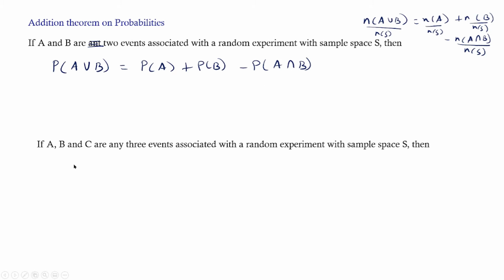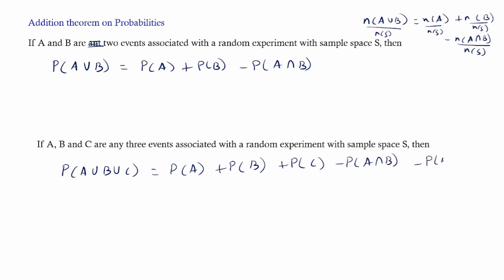If we have three events A, B, C, then probability of A union B union C is given by probability of A plus probability of B plus probability of C, then minus probability of A intersection B minus probability of B intersection C minus probability of A intersection C, plus probability of A intersection B intersection C. This is with respect to three events A, B and C.